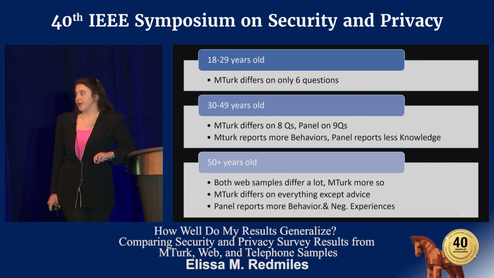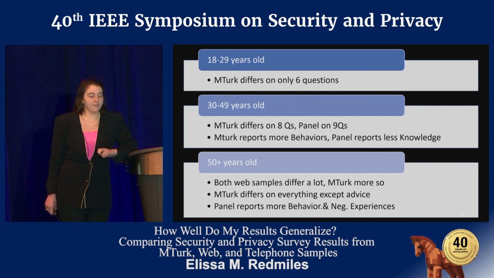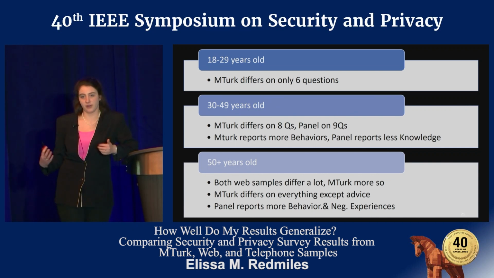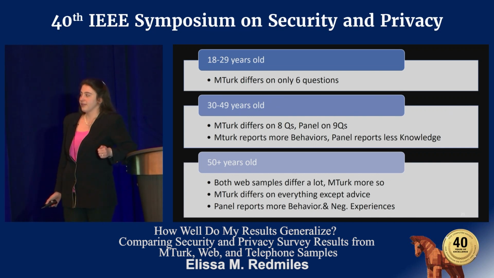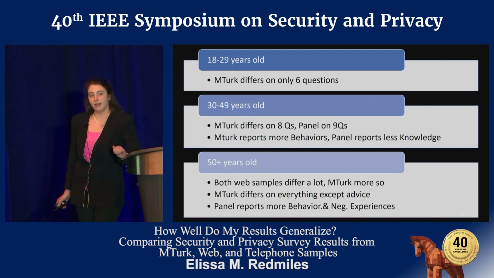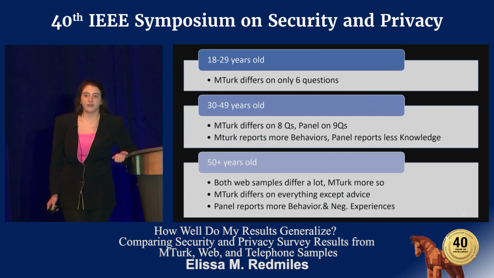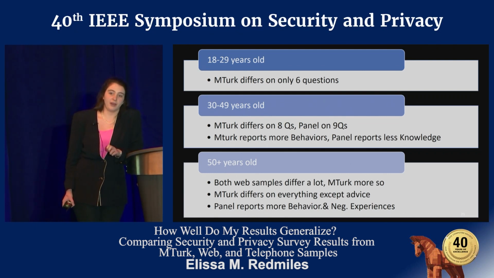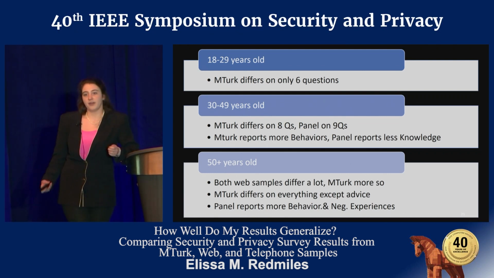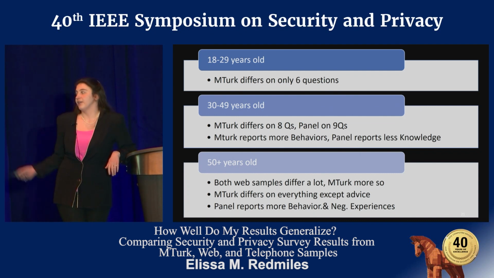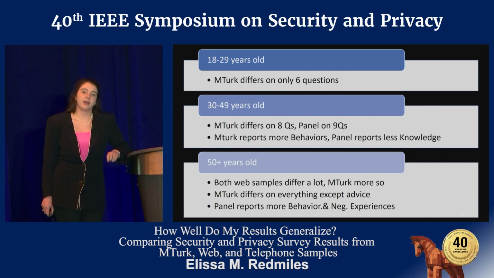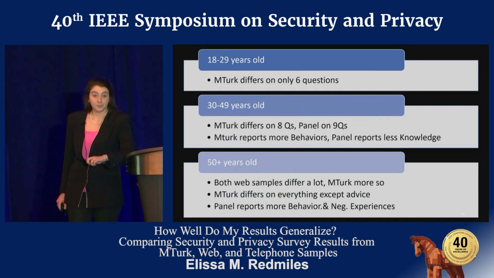For those between 30 and 50 years old, MTurk and the panel performed similarly, although they had differences on different topics. And neither of the samples performed particularly well for people who are 50 years of age or older. And these folks make up over 30% of the US population. So a lot of the results of surveys we have currently on security are not capturing the experiences or opinions of those who are over 50.